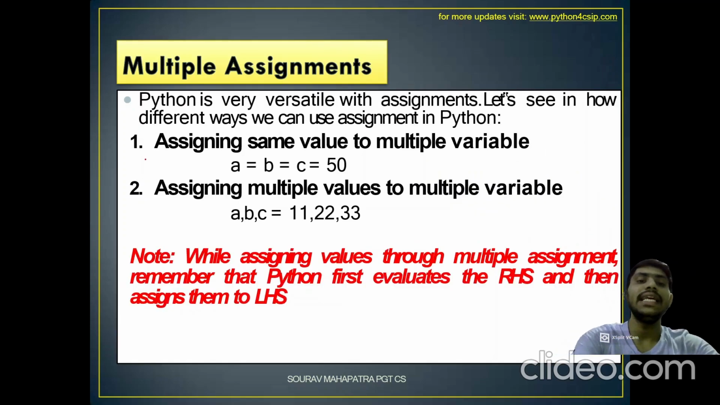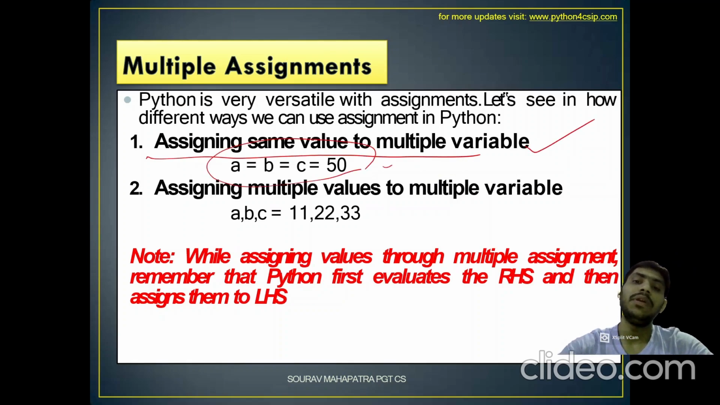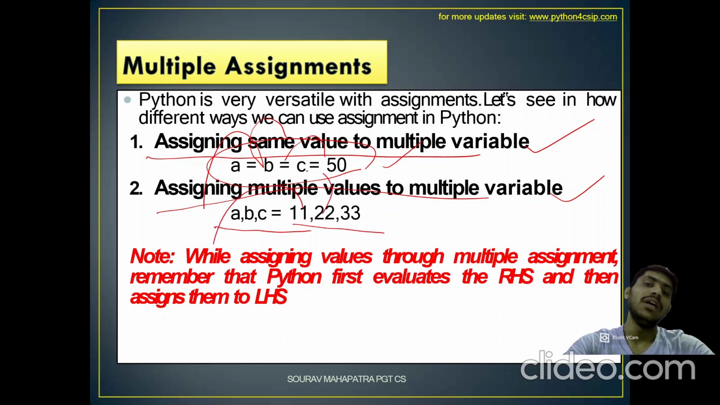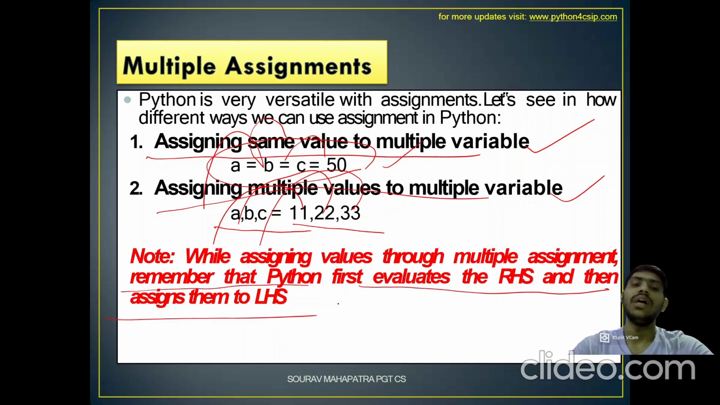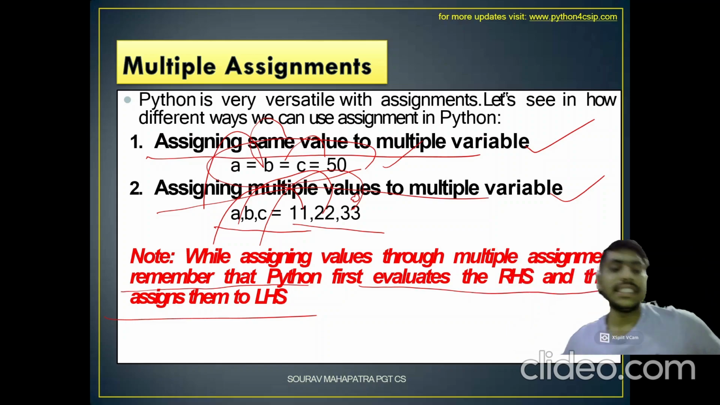Multiple assignment: assigning the same value to multiple variables. You can see the same value, 50, will be assigned to C and B. Assigning multiple values to multiple variables: A, B, C equal to 11, 22, 33. That means 11 will be assigned to A, 22 to B, 33 to C. While assigning values through multiple assignment, remember that Python first evaluates the RHS, the right hand side, then assigns to the LHS. You can check here which value is being assigned.